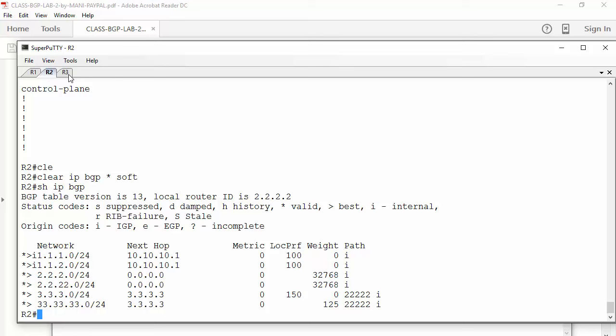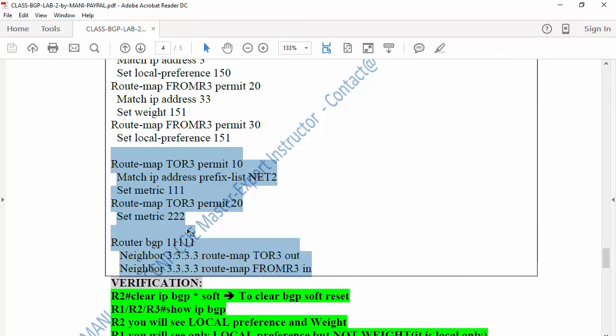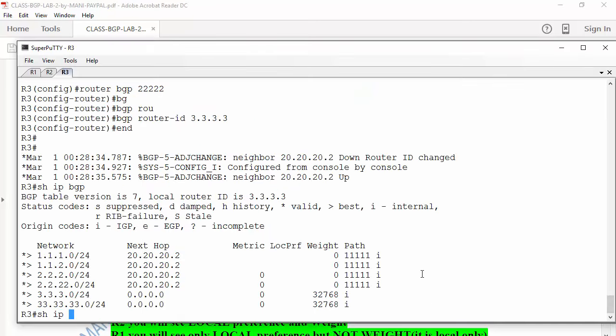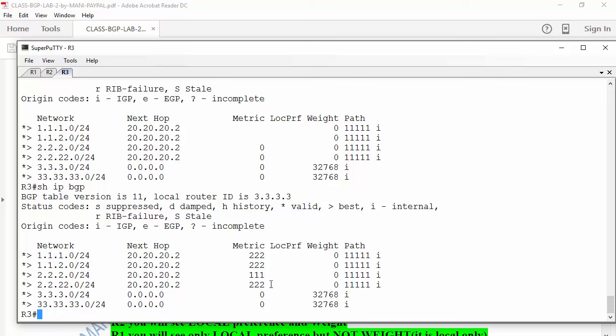Now, how do you know the other side is good? If I go to router 3, I should see 222 with a metric of 111, everything else with a metric of 222, so whatever we typed. Show ip bgp. You see, guys, the local ones are metric of 0. Apart from that, 222 is metric of 111. Metric means MED, multi-exit discriminator. Guys, this lab is not to give you how to do the route manipulation, but just understanding the technicality behind the path attributes.